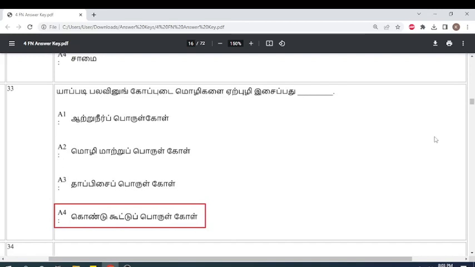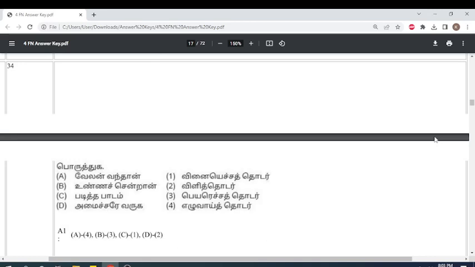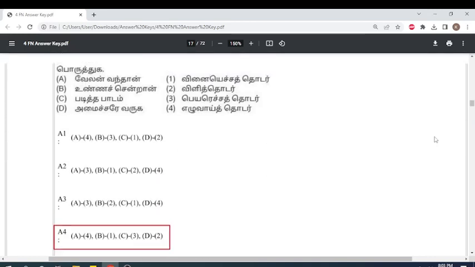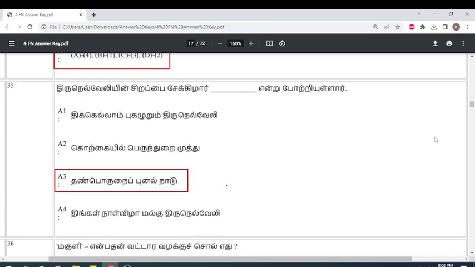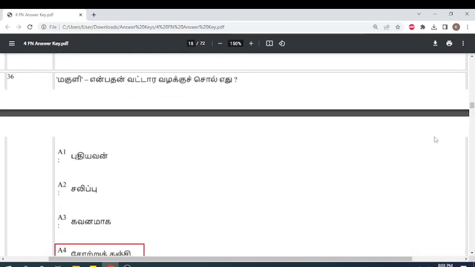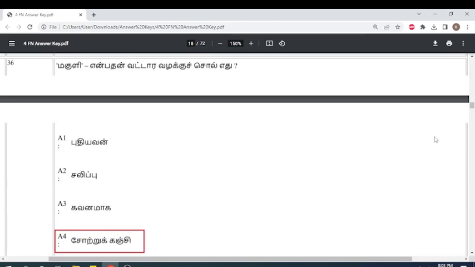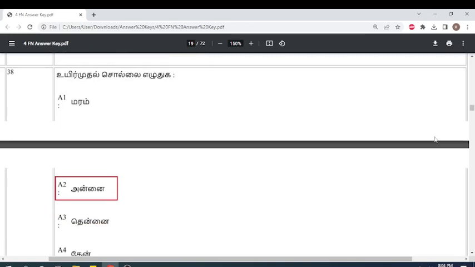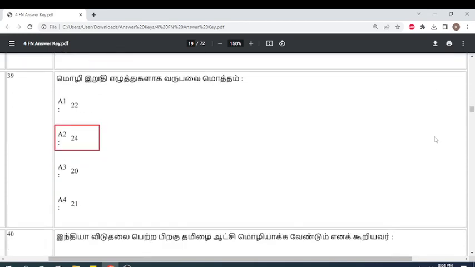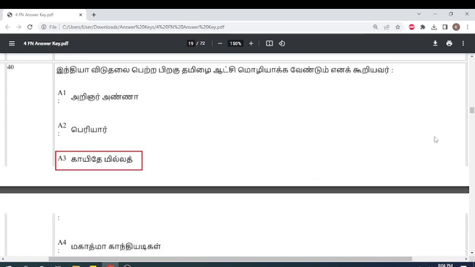33 question kana answer A4. 34 question kana answer A4. 35 question kana answer A3. 36 question kana answer A4. 37 question kana answer A2. 38 question kana answer A2. 39 question can answer A2. 40 question can answer A3.